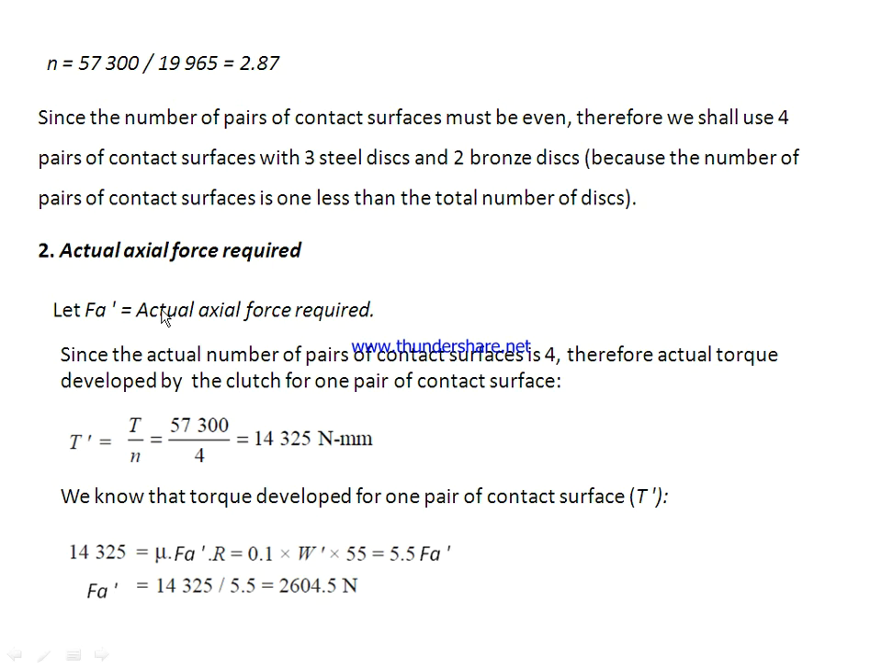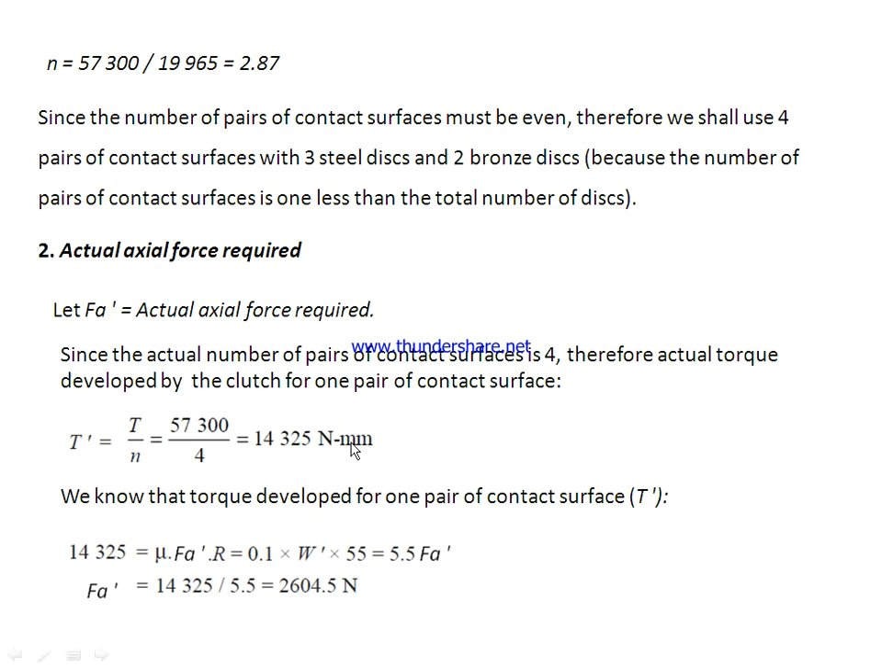Now after having determined the total number of pairs in this multi-plate clutch, we will decide the actual axial force required. Let Fa dash be the actual axial force required. Because these are the number of plates we are using, for these many plates, what is the actual force required? Since the actual number of pairs of contact surfaces is 4, the actual torque developed by the clutch for one pair of the contact surface is total torque divided by number of pairs: 57,300 divided by 4 equal to 14,325 newton millimeter per pair.